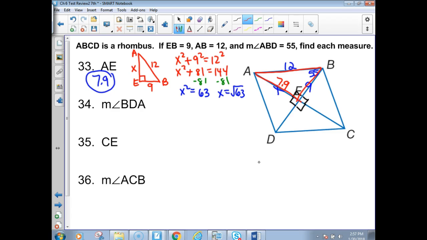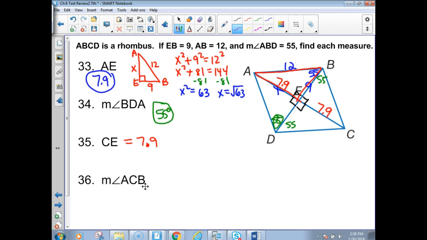Is there anything else that's 7.9? Remember the diagonals bisect one another? So CE would be 7.9, and I'm getting asked that right down here. Now, not that I had to do that question then. All right, so it says find the measure of angle BDA. BDA, that's right here. What is that angle? It's 55 because the diagonals of a rhombus bisect opposite angles. So that's 55, this is 55, and this is 55. So 55 degrees was the answer for 34.